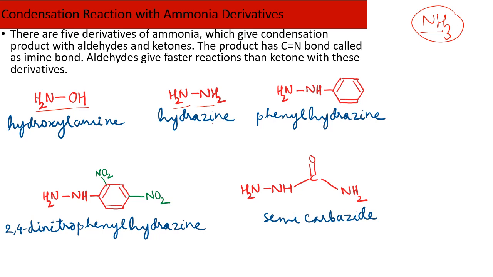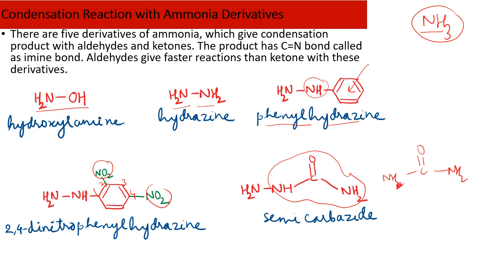What you are doing is one of the H is replaced by phenyl group. This is phenyl group, so the name becomes phenyl hydrazine. And after this phenylhydrazine, what you are doing is adding two nitro groups. As per the numbering, it is on the second carbon and fourth carbon. Nitro is present on the second carbon and fourth carbon. So it is 2,4-dinitrophenylhydrazine. Okay. And the last one is semicarbazide, in which we have basically a part from urea. This is the part from urea. Urea is NH2, C double bond O, NH2, and one of the H is removed and we are putting another NH2. So this is the semicarbazide.